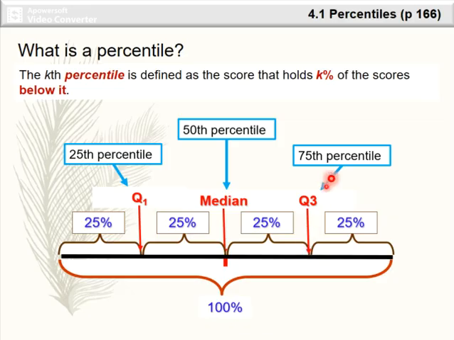So we want to figure out, how do we calculate these percentiles? We can ask for any percentile. It could be the 10th, it could be the 5th, the 95th percentile. It doesn't matter. The calculation is still the same, and that's what we want to focus on in this video.